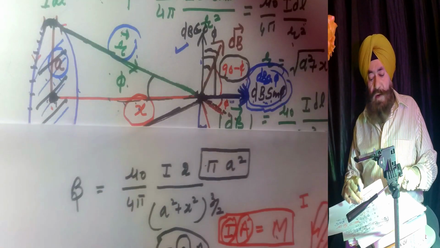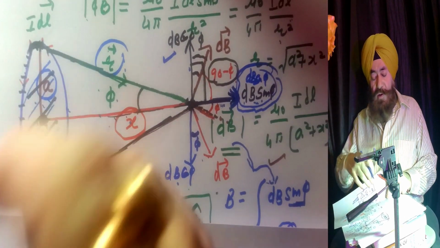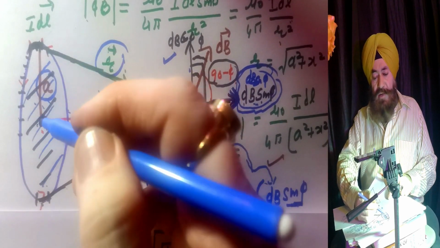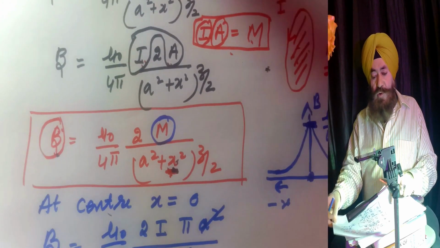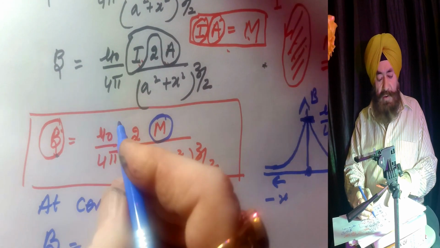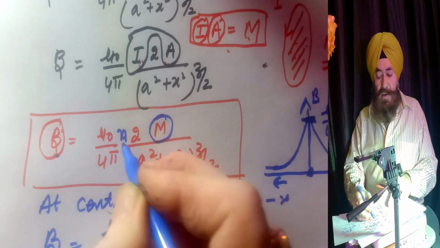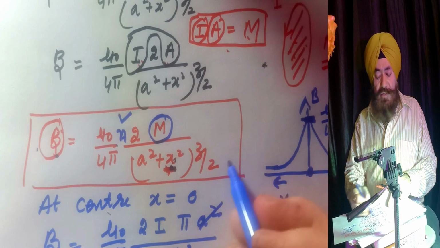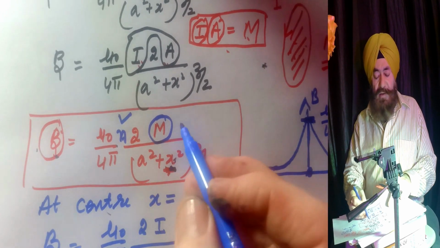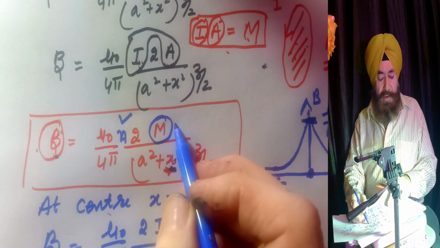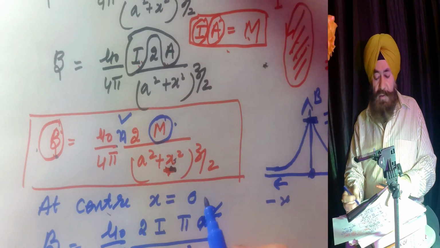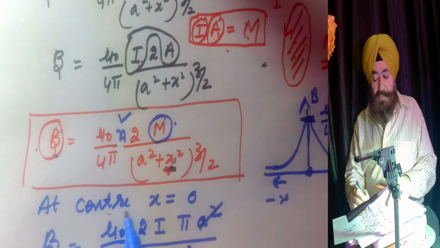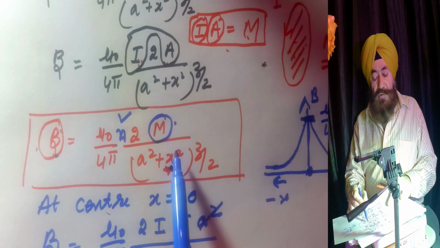Now, if we are having a coil, a loop of many turns, n turns, then what about the expression? Very simple. Only here comes n. For n turns, this is the magnetic field, and M is the magnetic moment. Okay? So this is all about the magnetic field due to a current carrying loop.